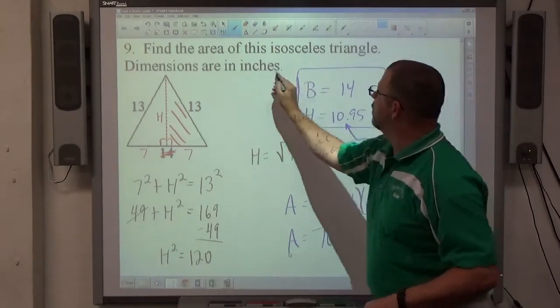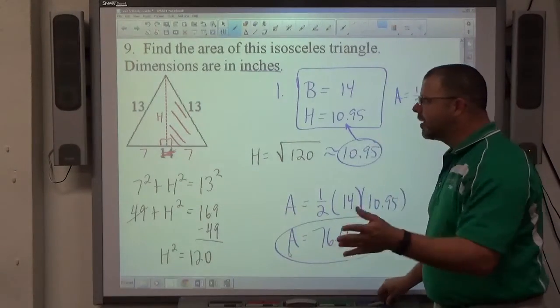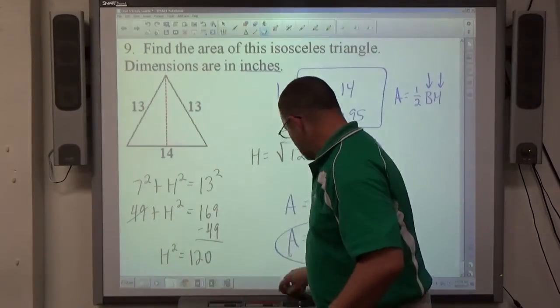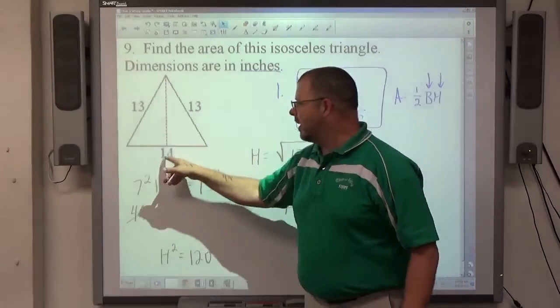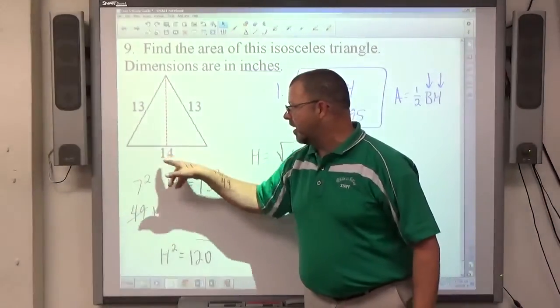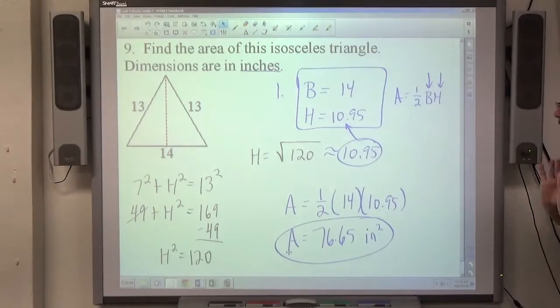Unit of length is inches, so it's going to be inches squared. On the test, you can expect an isosceles triangle with two equal sides and an unequal side on the bottom. I even make the unequal side on the bottom even, so when you divide it in half, you're going to get nice whole numbers, so your Pythagorean Theorem is pretty easy to deal with. So that's the extent of that problem. That's how you do it.